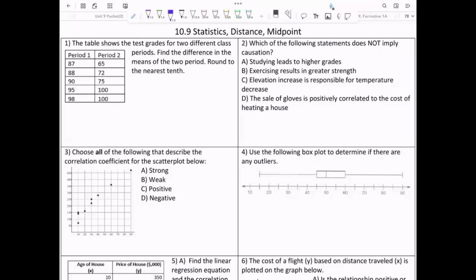Today we're going to talk about statistics, distance, and midpoint. So on number 1, the table shows the test grades for 2 different class periods. We want to find the difference in the means of the 2 periods, round to the nearest tenth. So we're going to put these into our calculator and find the means for each of these.